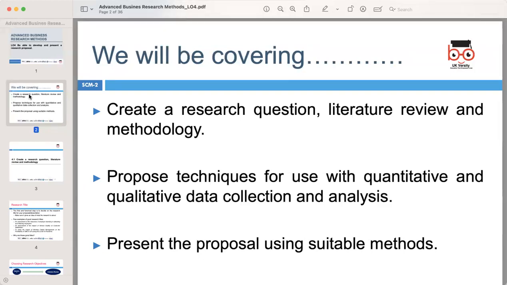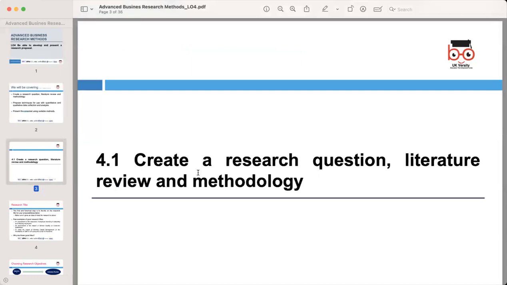So we'll be covering creating a research question, literature review, and methodology. Then proposal techniques for using quantitative and qualitative data collection and analysis. And presenting the proposal using suitable methods.